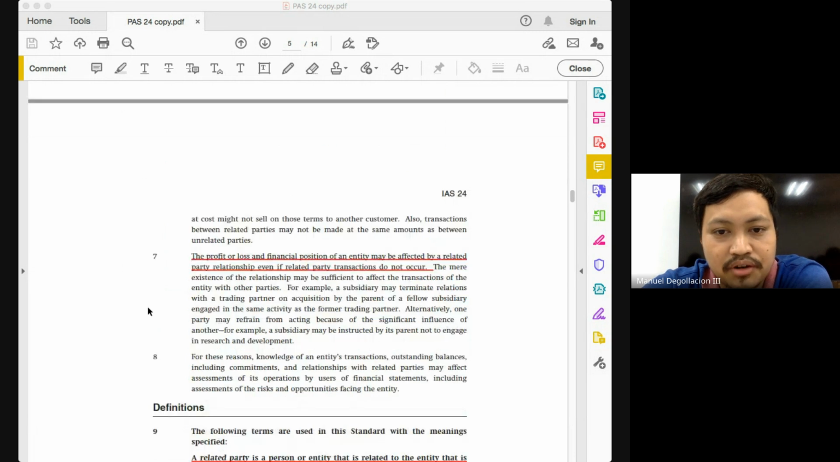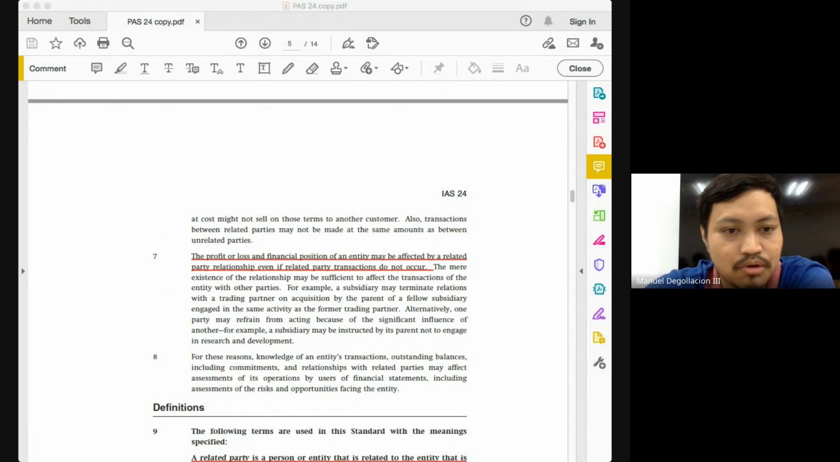Paragraph 7, the profit or loss and financial position of an entity may be affected by a related party relationship even if related party transactions do not occur. Okay, the mere existence of the relationship may be sufficient to affect the transactions of the entity with other parties. And we're given with an example. A subsidiary may terminate relations with a trading partner on acquisition by the parent of a fellow subsidiary. I would understand that you would not be able to visualize the transactions class. Maybe you will just revisit this standard once you discuss business combination.